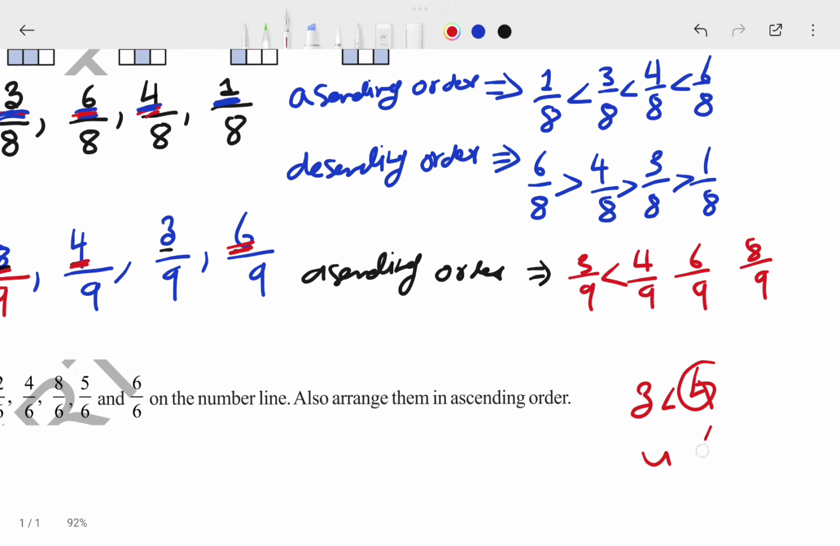In the 4 or 6 which is greater? 6 is greater, so symbol is going to be like that. In the 6 or 8 which symbol is greater? 8, so symbol is like that. Okay, generally this is over.